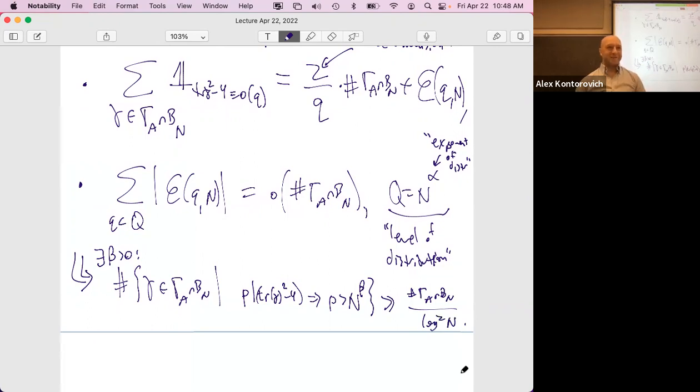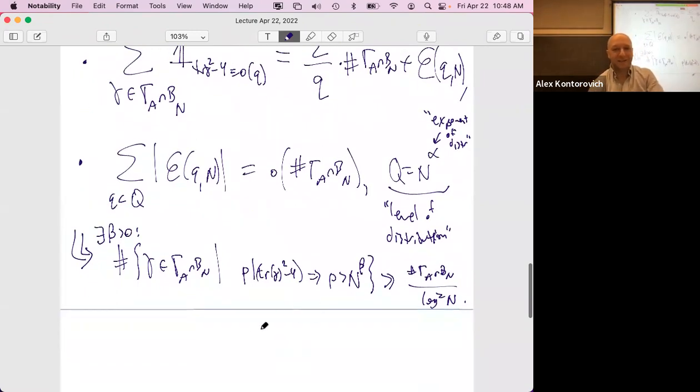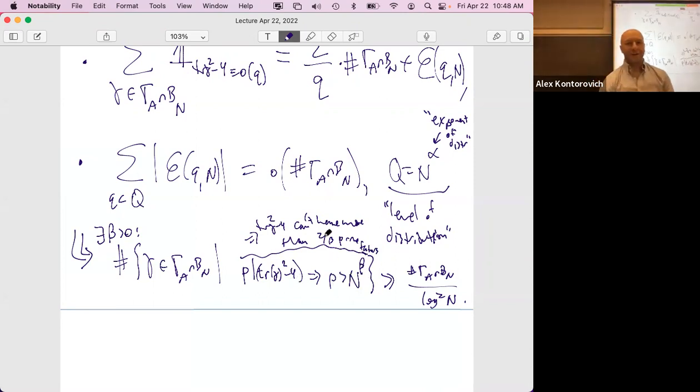Okay, let's parse all of this. You don't have a lot of primes dividing, because every prime is bigger than n to the beta. So if a prime divides, this number is of size n squared. This implies that trace squared gamma minus 4 can't have more than 2 over beta prime factors. Otherwise it would be too big, since every prime factor is at least this size. So this is what's called an almost prime, a number that has a bounded number of prime factors.